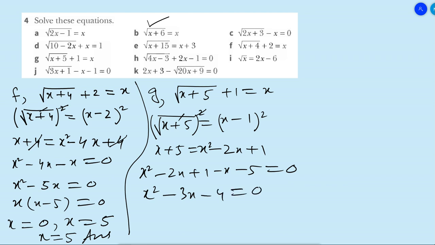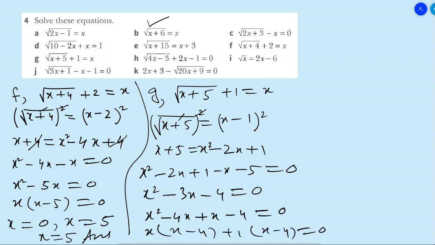This is a quadratic equation. 4 ones are 4, 4 − 1 is 3: x² − 4x + x − 4 = 0. Taking x common, x(x − 4), and 1 common, +1(x − 4) = 0. And now (x − 4)(x + 1) = 0. This implies that x = 4 and x = −1.